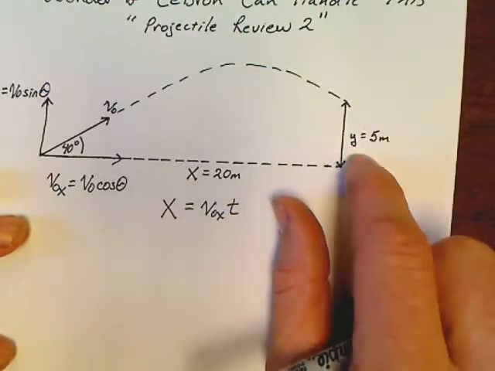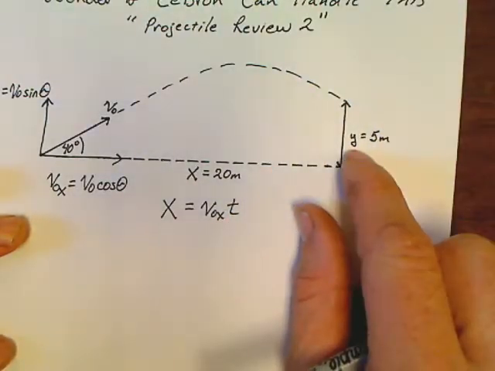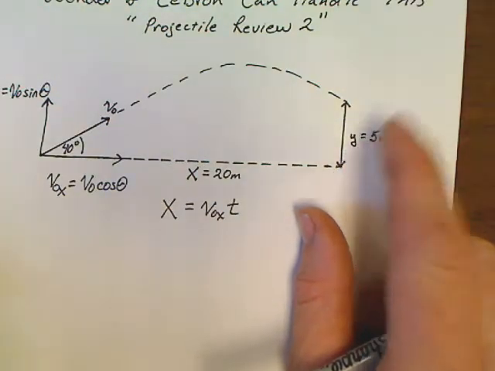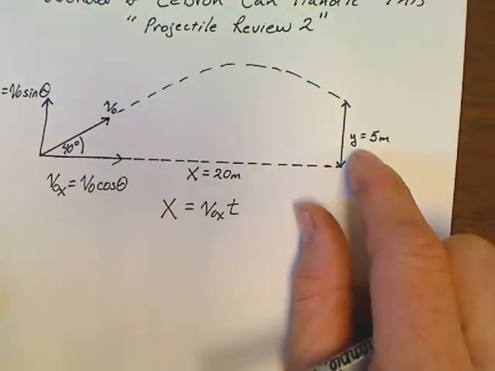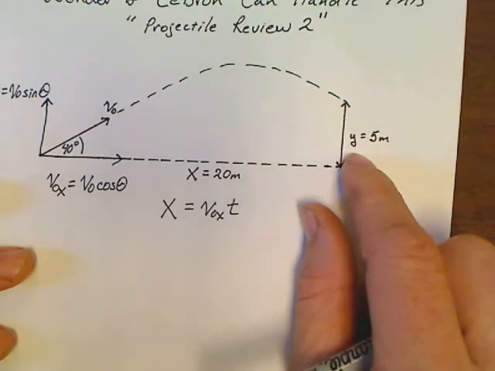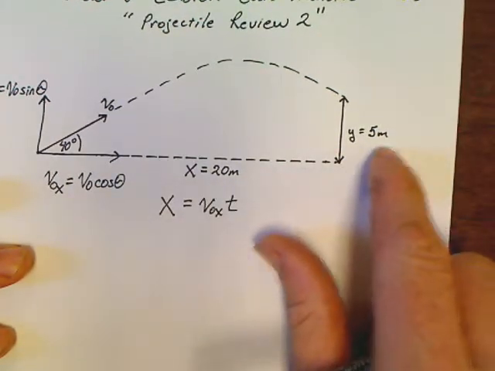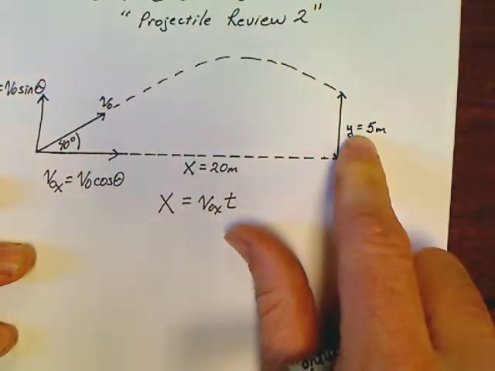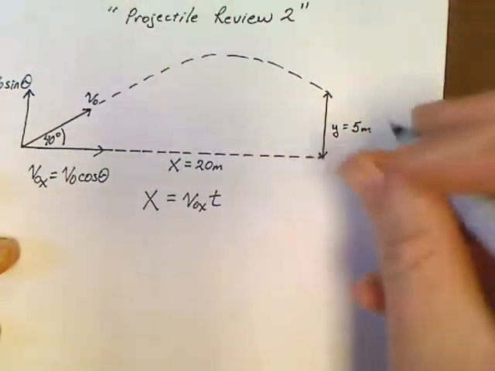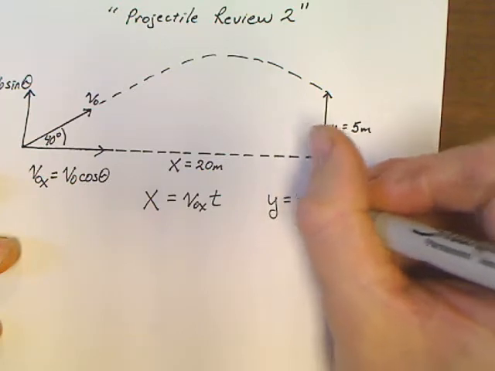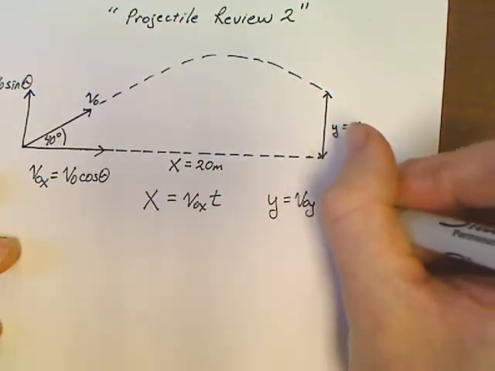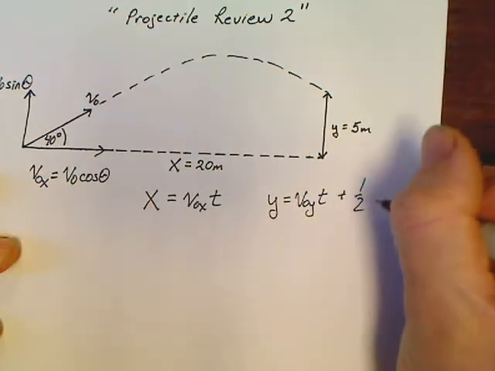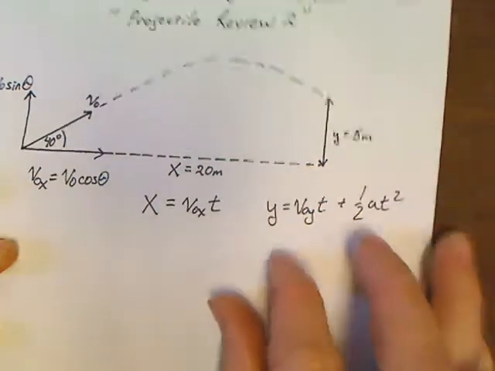It gave me a Y. Well, I've only got 2 equations with a Y in there, the second and the third kinematic equation. Well, the third equation, though, doesn't have time, and that time is what ties all this together. So since I've got a Y, I'm going to write Y equals VOYT plus 1/2 AT squared down.